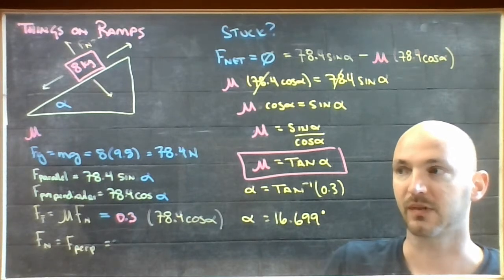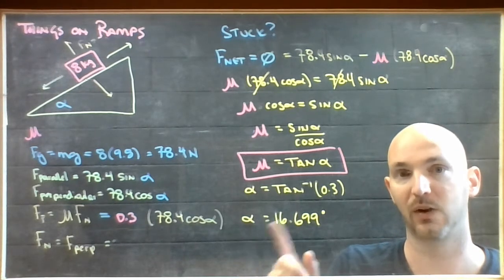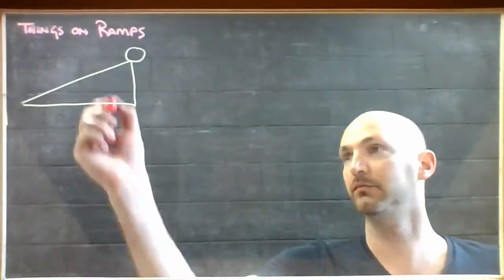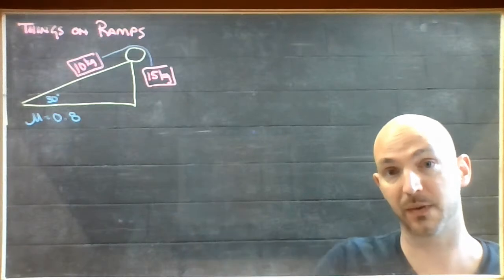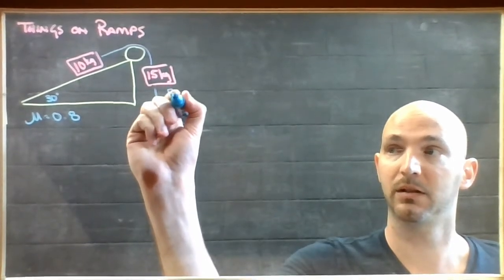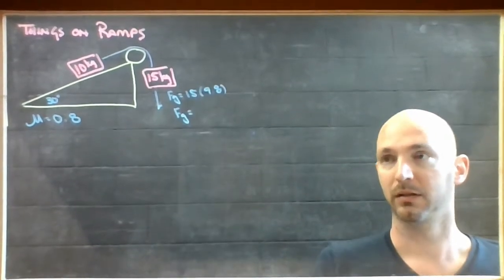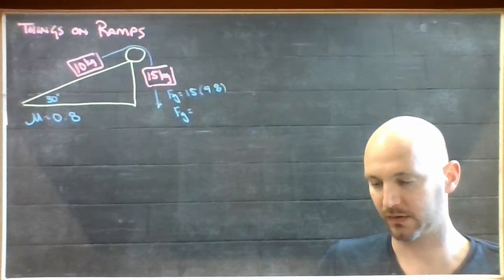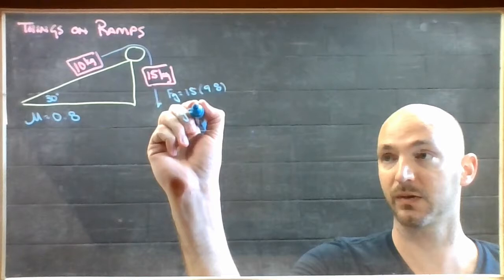All right, so I'm going to try one of these with a hanging block and a sliding block with friction, and we'll see how that goes. Okay, so there's a bunch of work to do here. First off, I'm going to start with this 15 kilogram block because it's pretty straightforward. It has some gravity pulling it that way, which will be its mass multiplied by 9.8. 15 times 9.8 is 147 newtons.